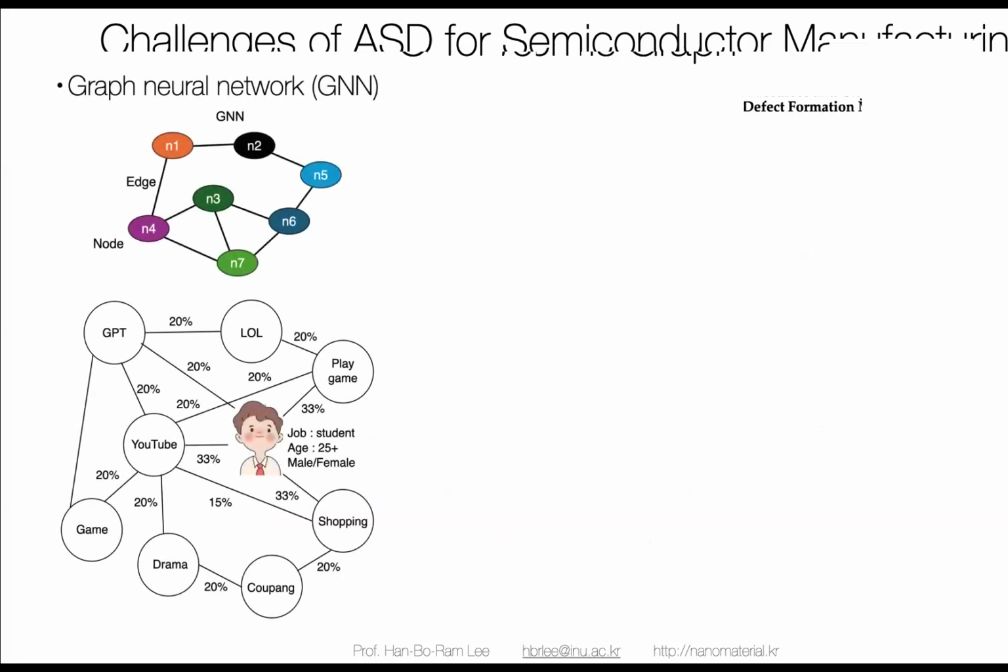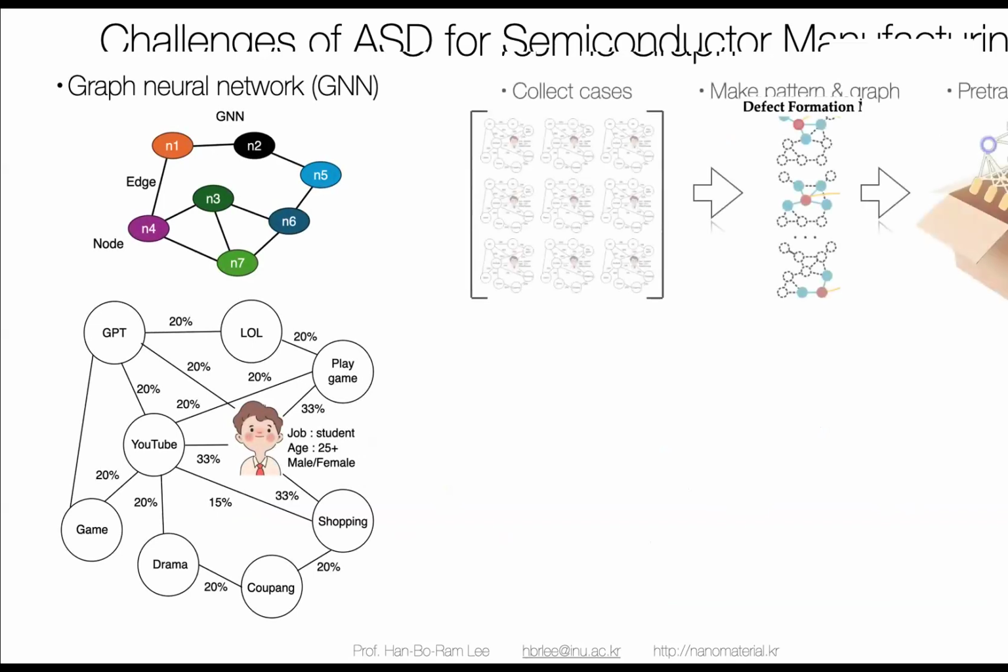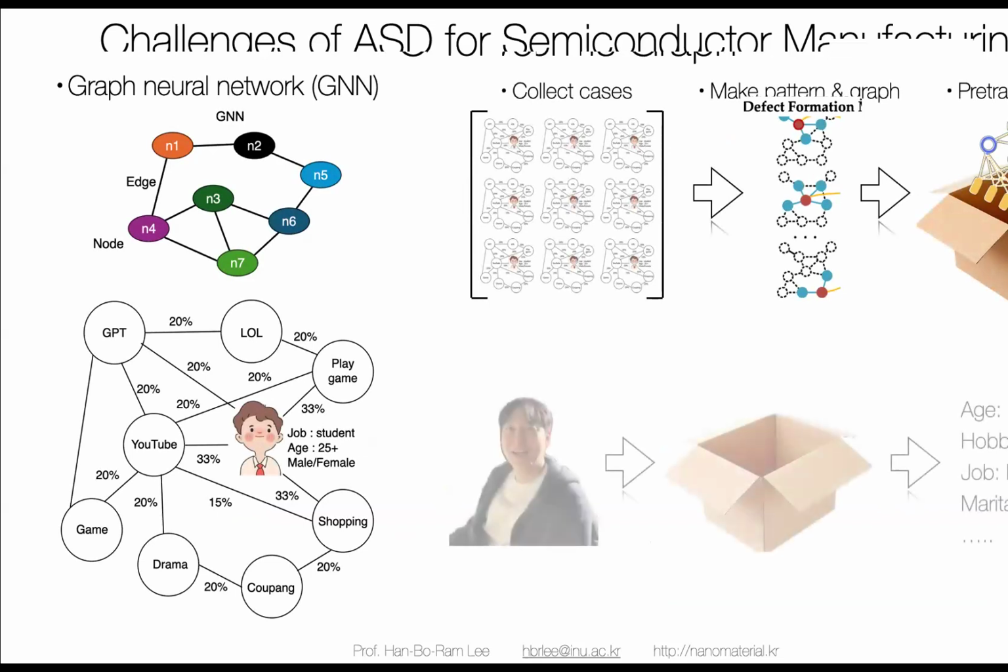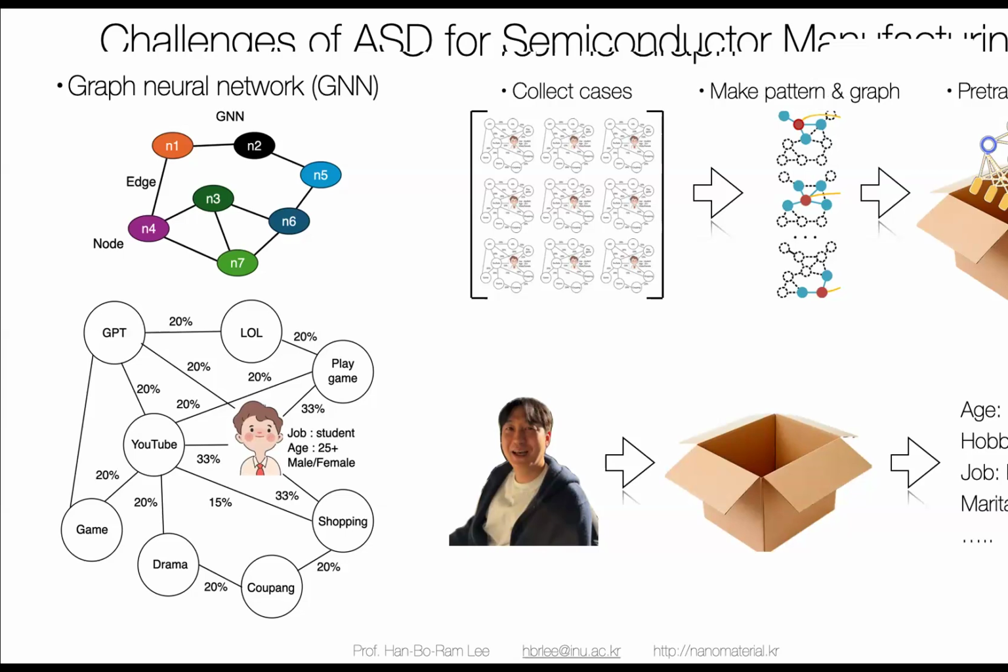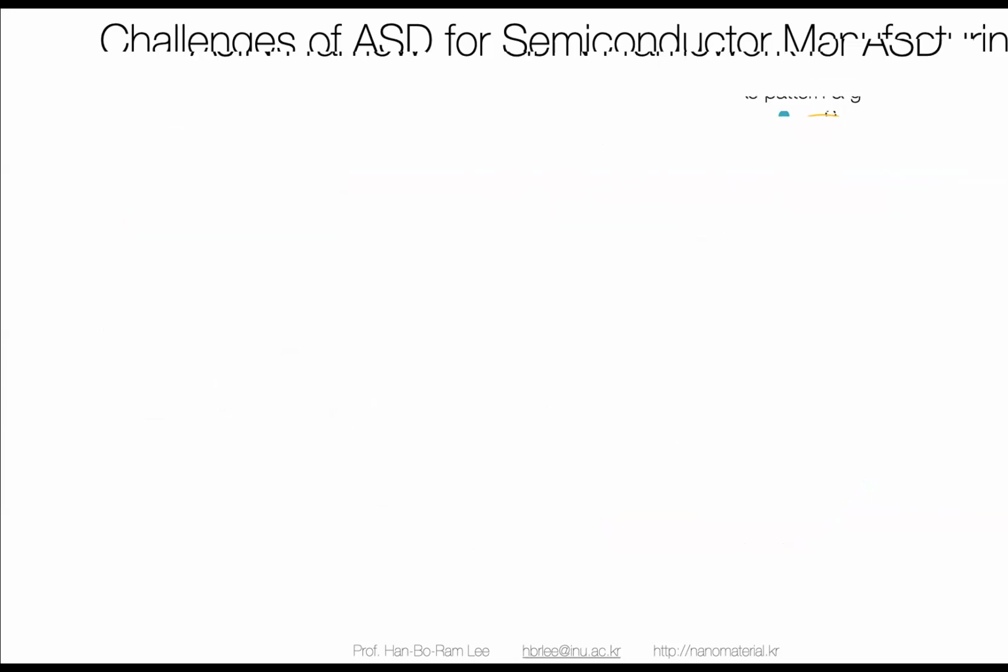So we suggested the graph neural network. I'm going to skip the details. I collect all of the cases, we can make a pattern, and then we can make the pre-trained model. For example, if you have a pre-trained model, if you put in this guy, the pre-trained model gives an answer: oh, his age is 38, his hobby is singing, his job is probably professor, and his marital status is single. This is the magic of the deep learning process.